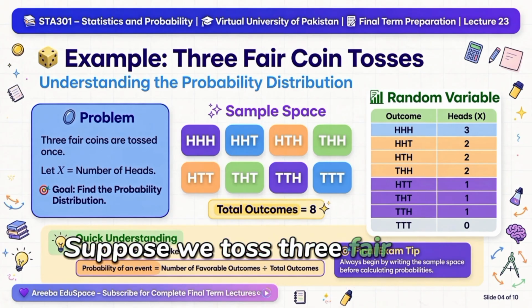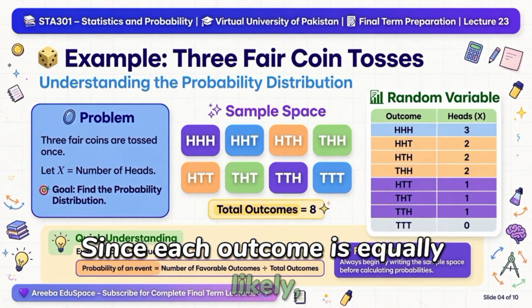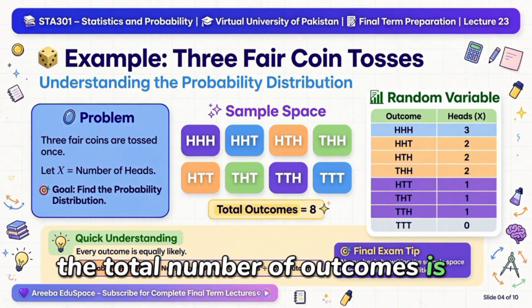Suppose we toss 3 fair coins one time. Let X represent the number of heads. Our goal is to find the probability distribution. First, write the sample space. There are 8 possible outcomes: HHH, HHT, HTH, THH, HTT, THT, TTH, TTT. Since each outcome is equally likely, the total number of outcomes is 8.